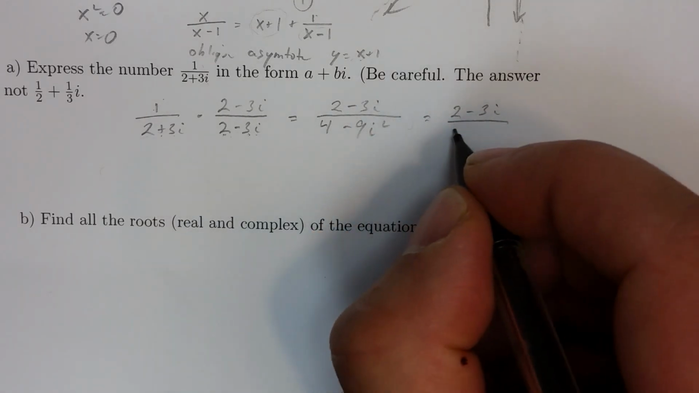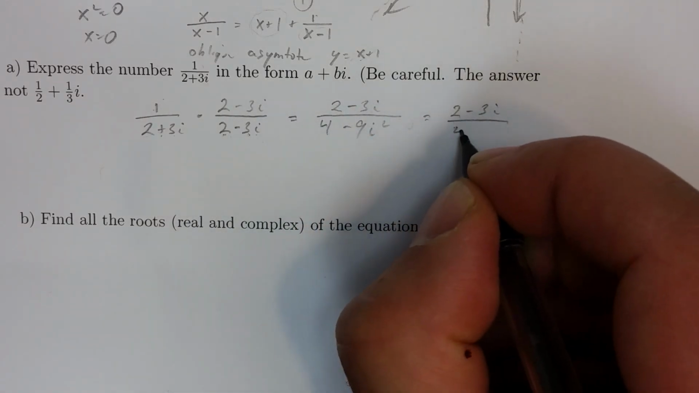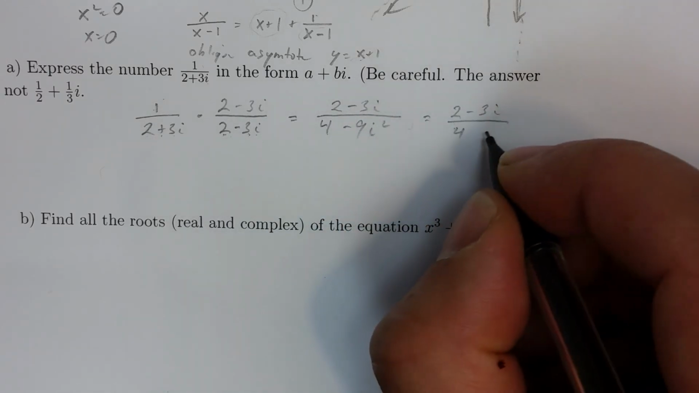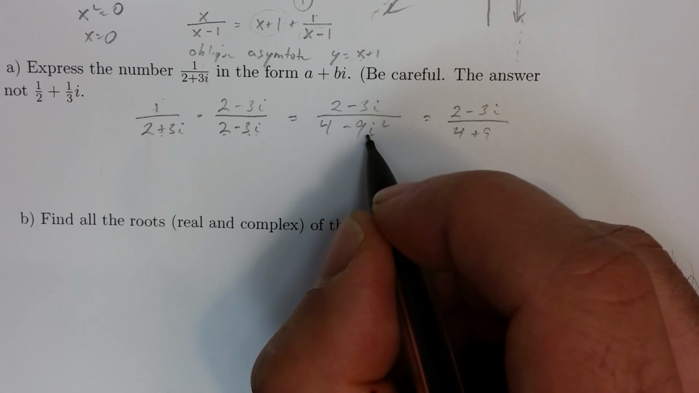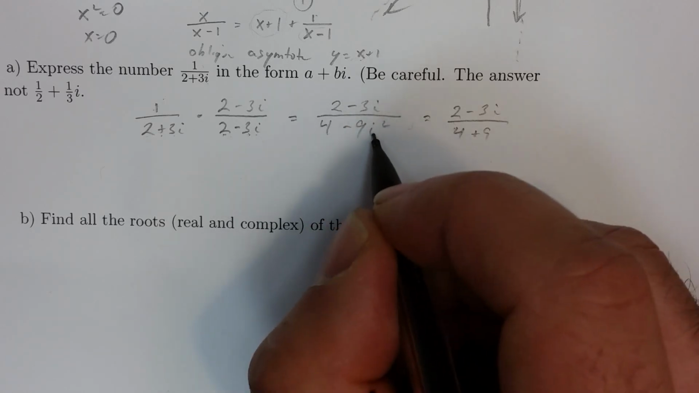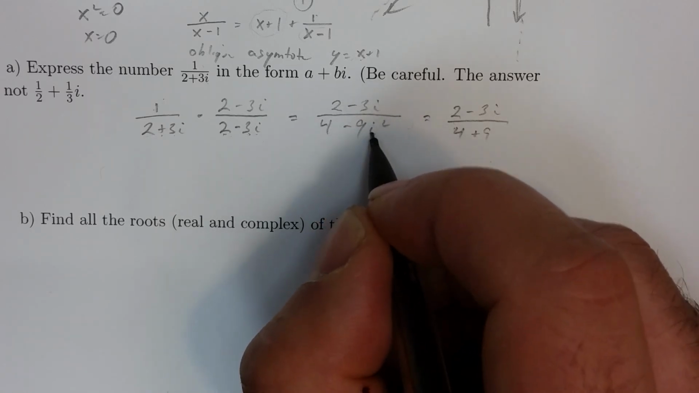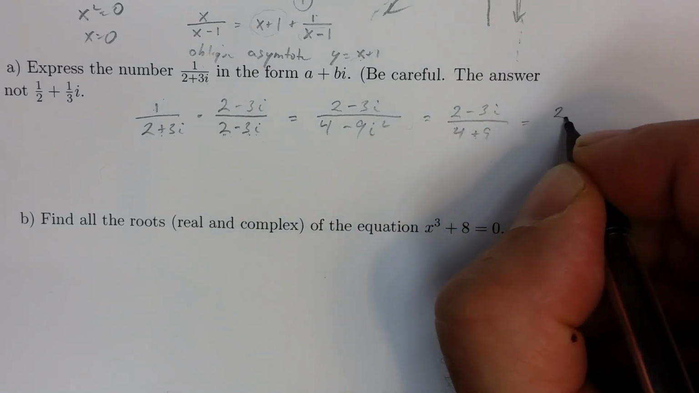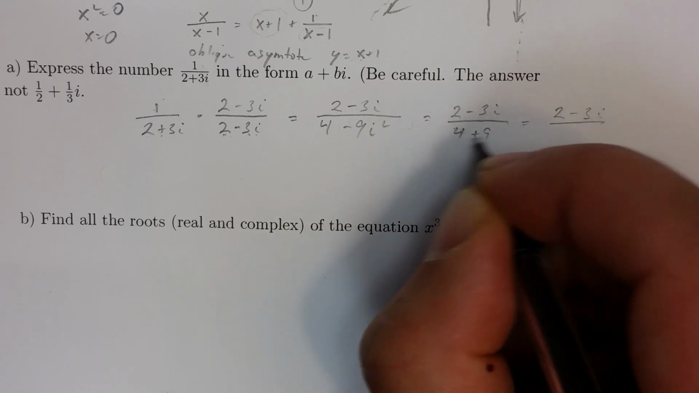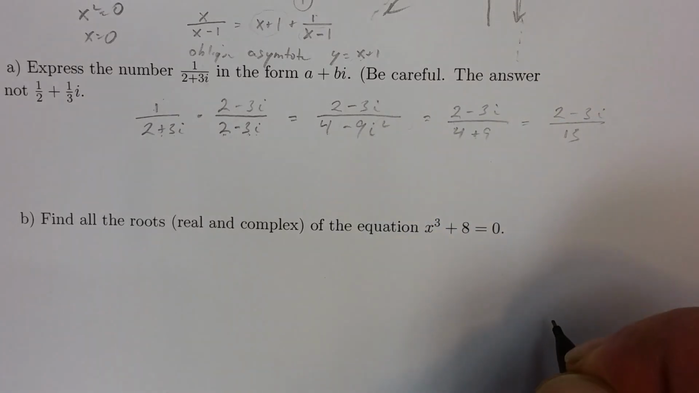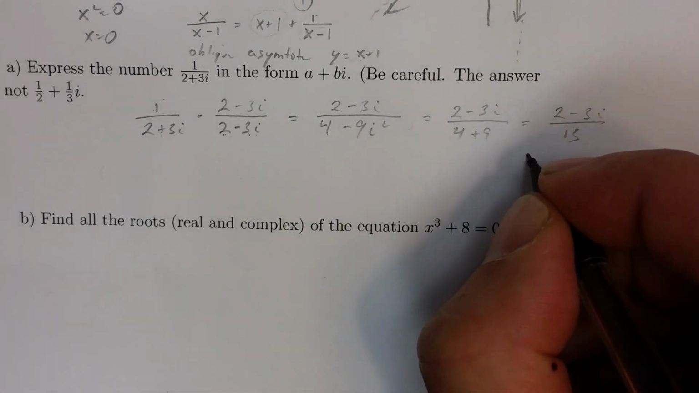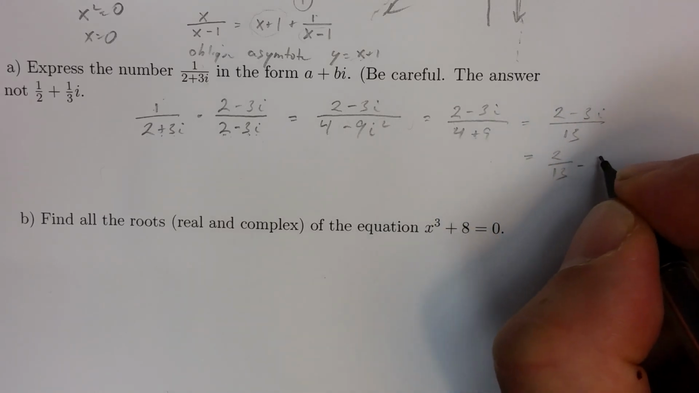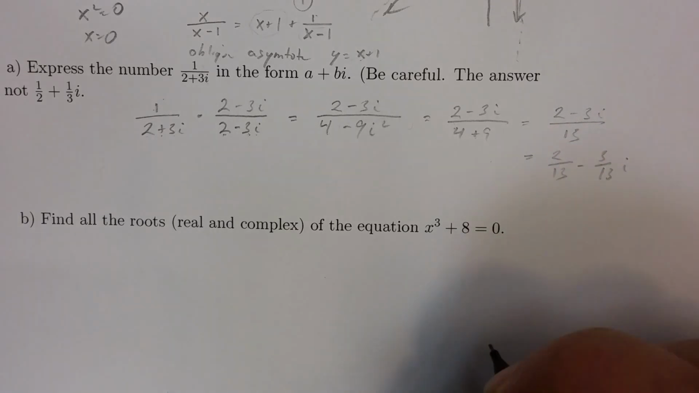all over 4 plus, so minus 9 times minus 1 is equal to plus 9. Remember, i squared is minus 1, so minus 9 times minus 1 is plus 9. And so I have 2 minus 3i all over 4 plus 9, which is 13. And that's equal to 2 over 13 minus 3 over 13 times i.